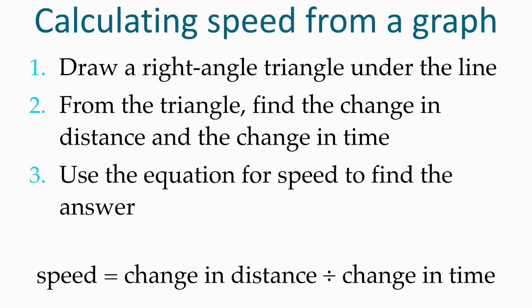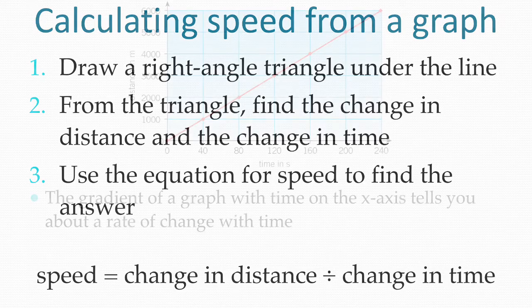To find the speed from a distance time graph, we need to draw a right angle triangle under the line and then find the change in distance and the change in time for that right angle triangle. Then we use the equation speed is distance over time to calculate the speed.